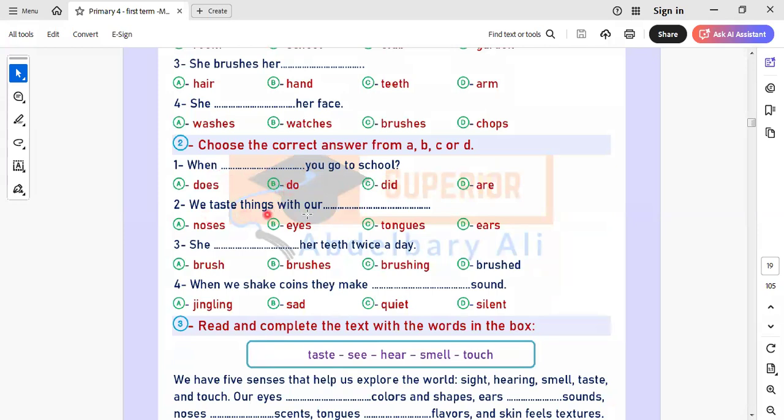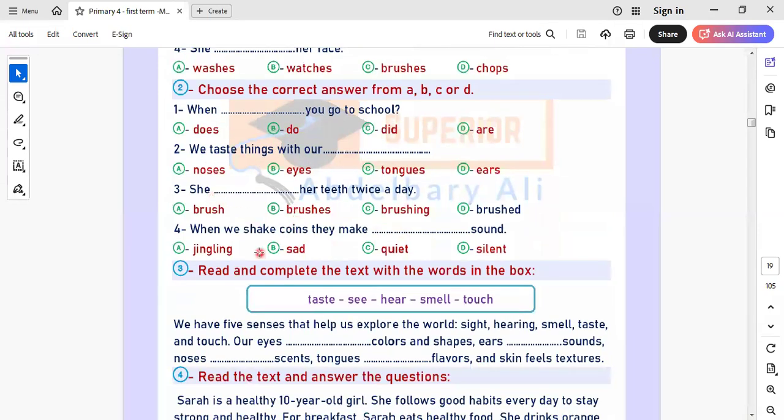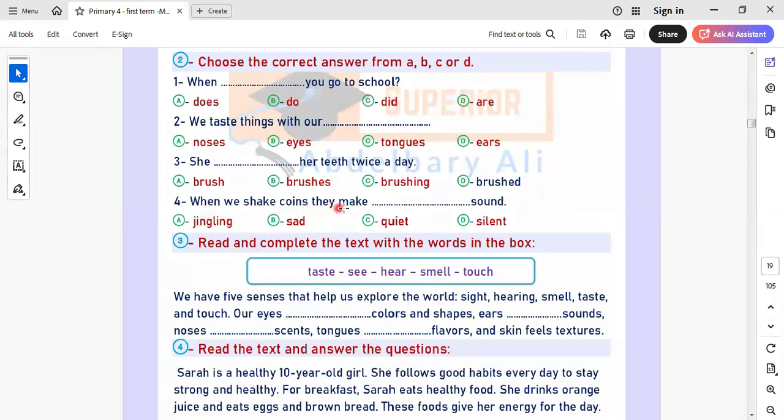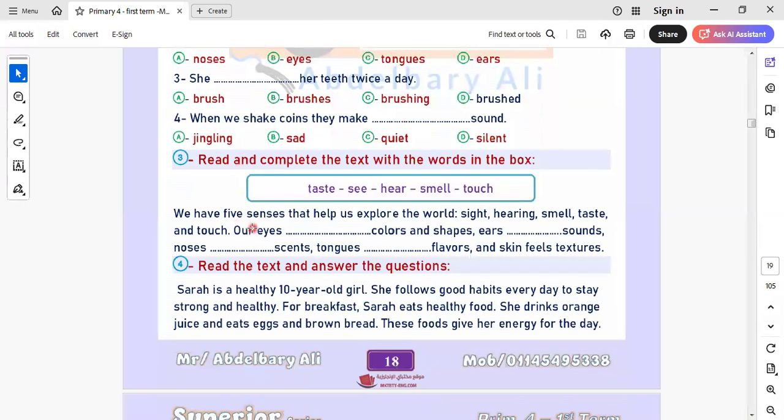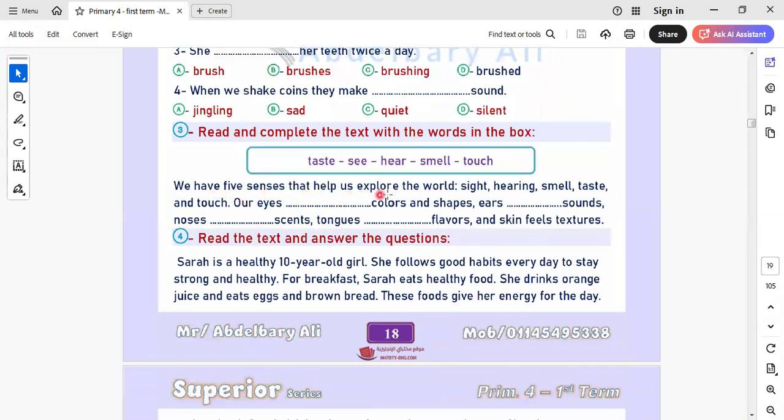When we taste things with our tongues. She brushes her teeth. When we shake the coins, they make a jangling sound. We have 5 senses that help us explore the world: sight, hearing, smell, taste, and touch. We use our eyes to what? To see colors, shapes, and ears to hear sounds. Noses to smell. Tongues to taste, and the skin feels textures.